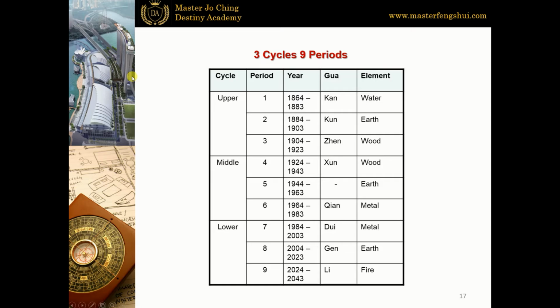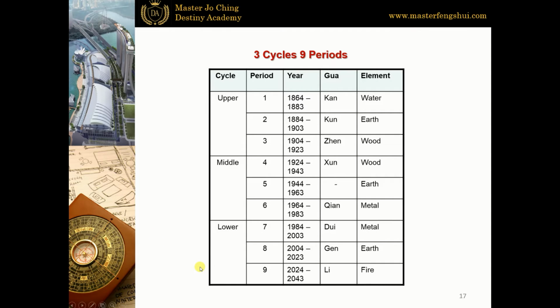They divide the time into upper, middle, lower, otherwise known as the San Yuan. And then they have the periods. We have period 1 to period 9. When period 9 is over, we go back to period 1. Each period lasts for 20 years. Okay, so where are we now?